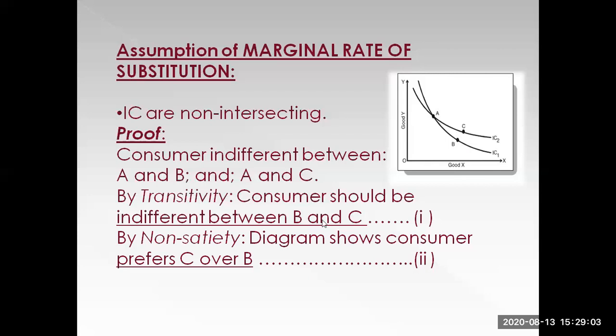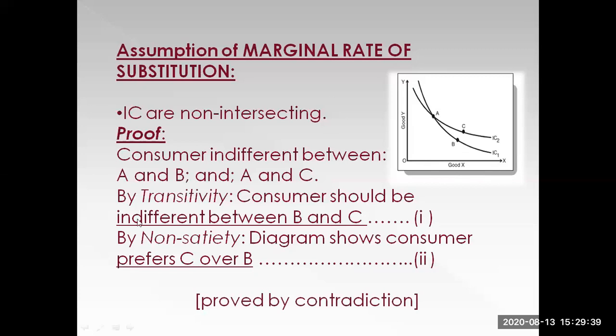Point number 1 says that I'm indifferent between B and C. And point number 2 says that I prefer C over B. How can both of them essentially be fulfilled at the same time? You cannot fulfill condition 1 and condition 2 at the same time, unless of course B and C are the same points. So when I say that B and C are the same points, essentially what I mean is IC1 and IC2 coincide with each other. There's no such diagram as such. IC1 is the same as IC2 and B and C are the same points. So that is what I mean when I say indifference curves are non-intersecting.